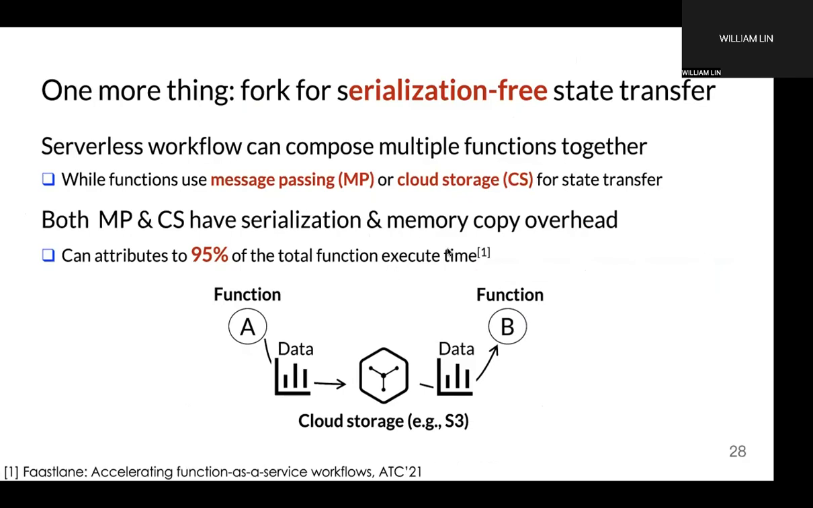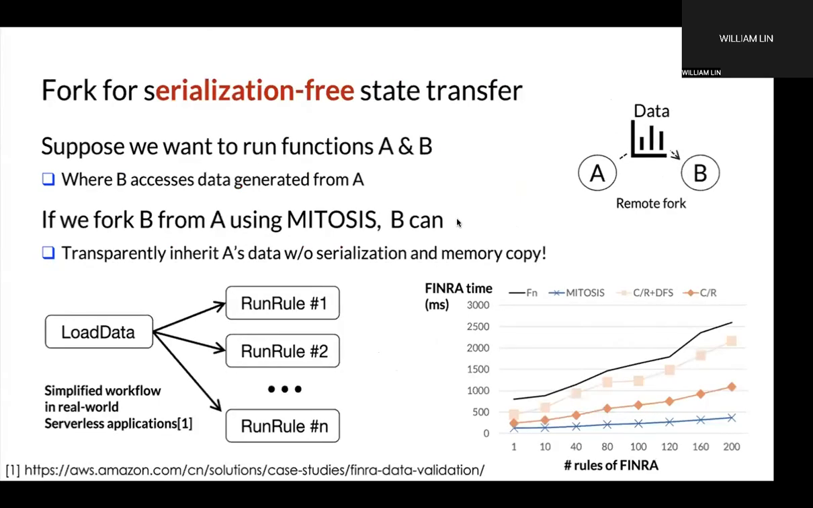We know that serverless functions are isolated with containers. The drawback of isolating functions with containers is that they can only transfer state through message passing or cloud storage. And these methods have data serialization, deserialization, memory copy, and cloud storage software stack overhead. Existing work shows that these overheads can account for up to 95% of the total function execution time. So how can fork accelerate such a scenario?